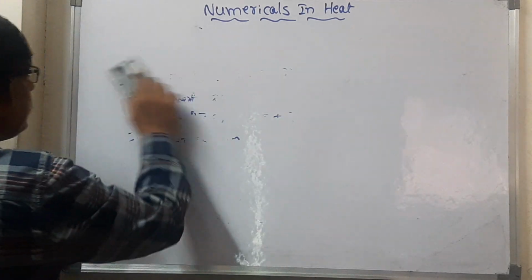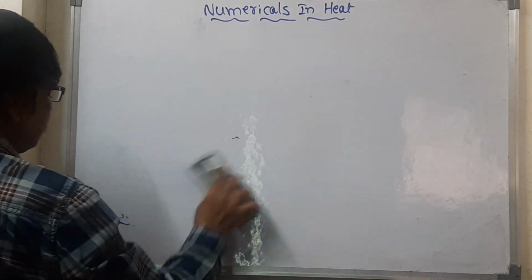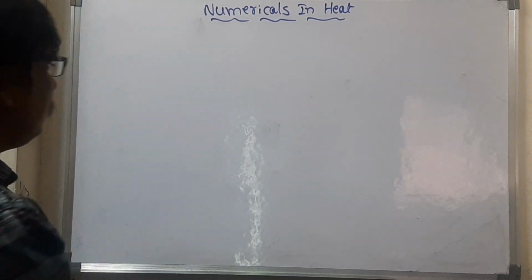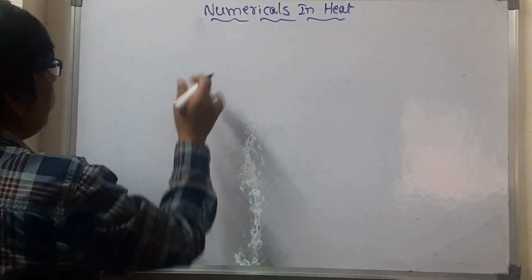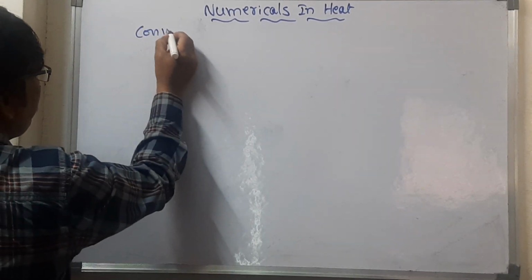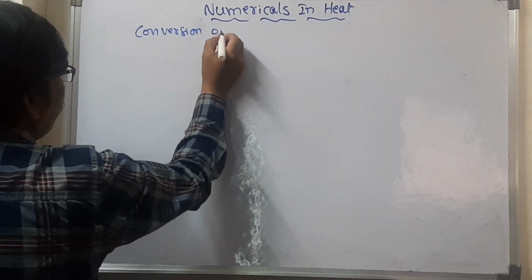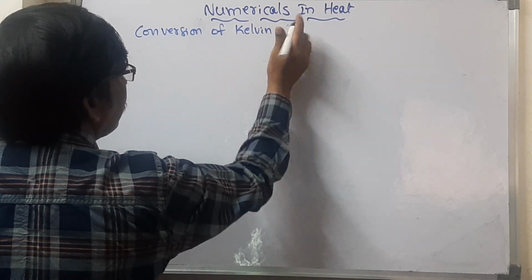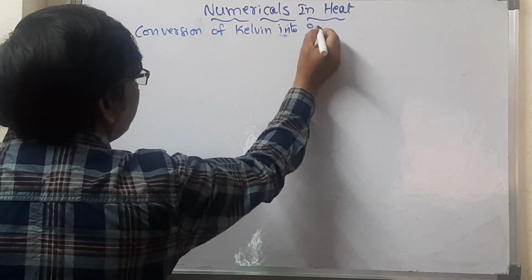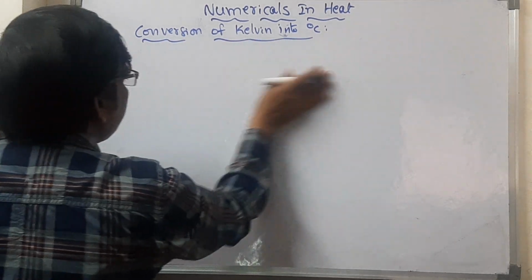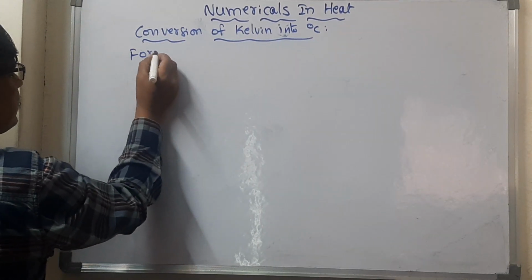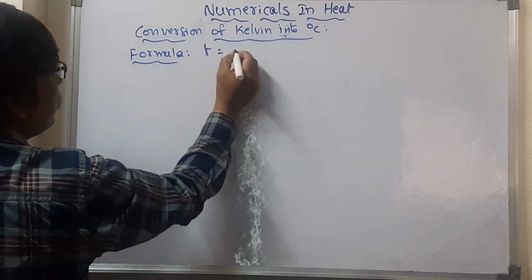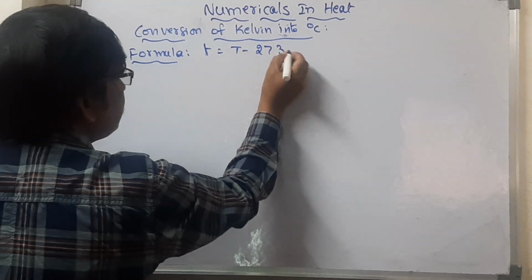Conversion of Kelvin to degree Celsius. This time Kelvin will be given to you, and so we have to convert the Kelvin into degree Celsius. Conversion of Kelvin into degree Celsius. So what formula can we use? The formula is small t is equal to capital T minus 273.